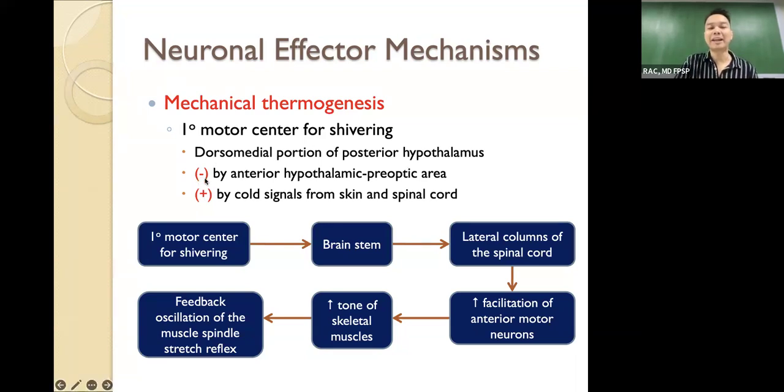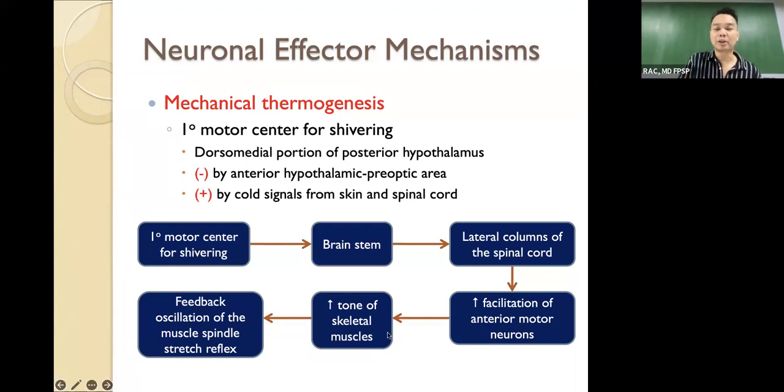So this is inhibited by its counterpart, the anterior hypothalamic preoptic region, but activated by cold signals coming from the body, no? From the core and from the skin. So once cold is detected by the body, that will activate the posterior hypothalamic region. Signals will descend down the brainstem and into the spinal cord, increasing now the facilitation of the anterior motor neurons.